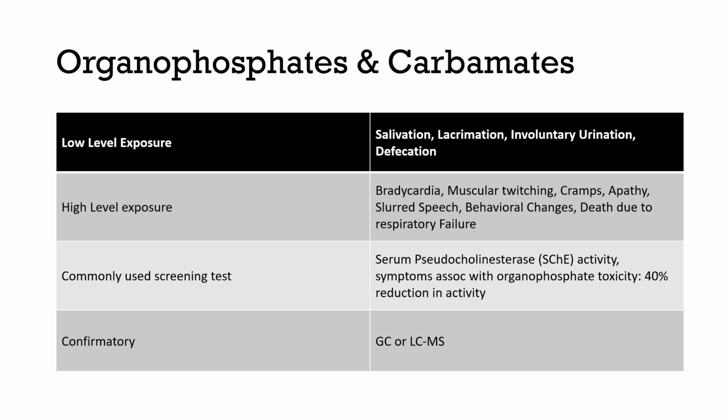High level exposure could already give you bradycardia, muscular twitching, cramps, apathy, slurred speech, behavioral changes, and death due to respiratory failure. A commonly used screening test would be your serum pseudocholinesterase activity, and symptoms associated with organophosphate toxicity would give you a 40% reduction in that particular pseudocholinesterase activity. Confirmatory test for your organophosphates and carbamates would be through your GC or your liquid chromatography tandem mass spectrometry.